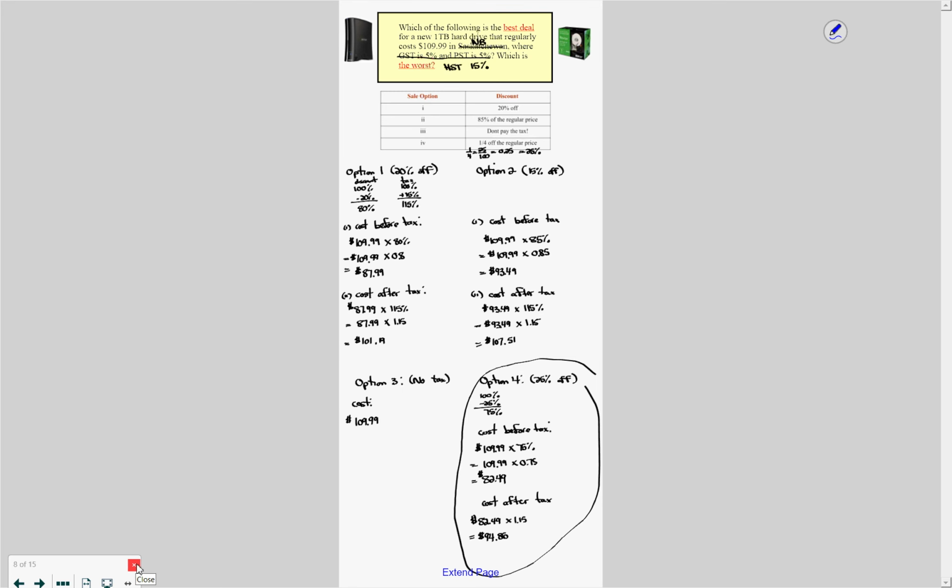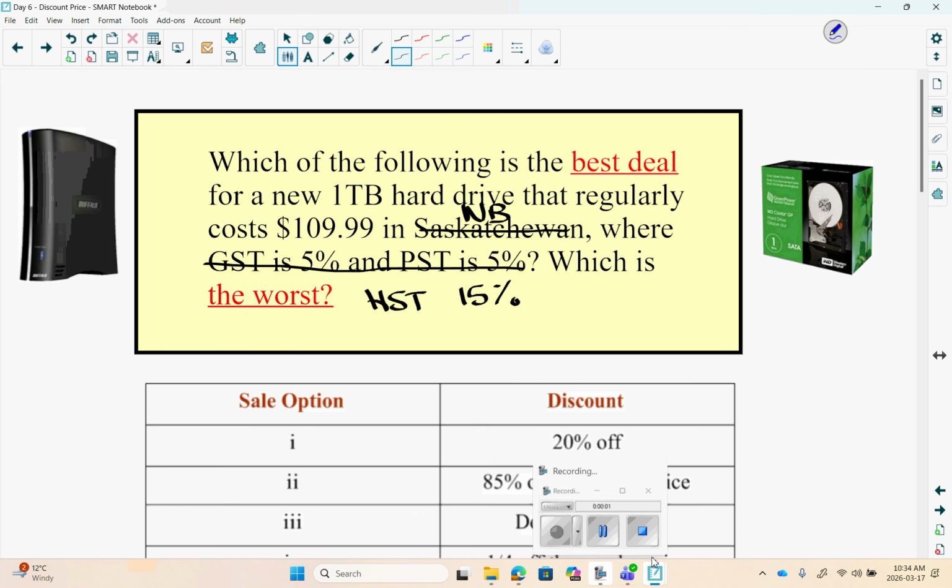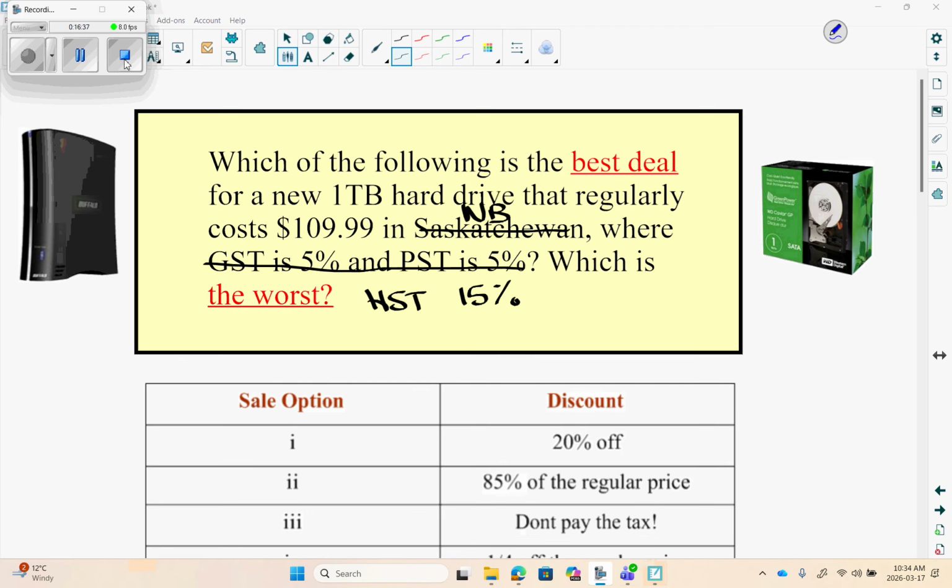Cool? So there's a brief introduction to discounts. We'll pick up here tomorrow.